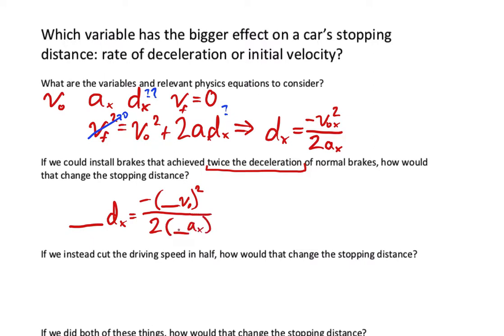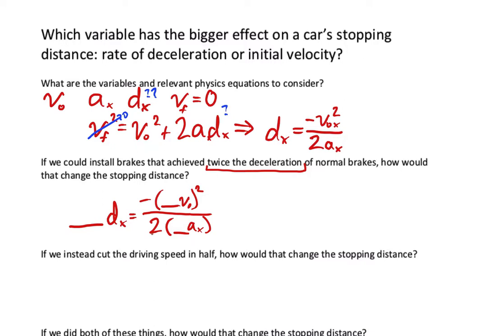Only numbers that would go in these blanks are going to matter. This 2 won't matter because when I go to change one of the variables, when I change the deceleration rate, that 2 was there before we made the change and it's there after.